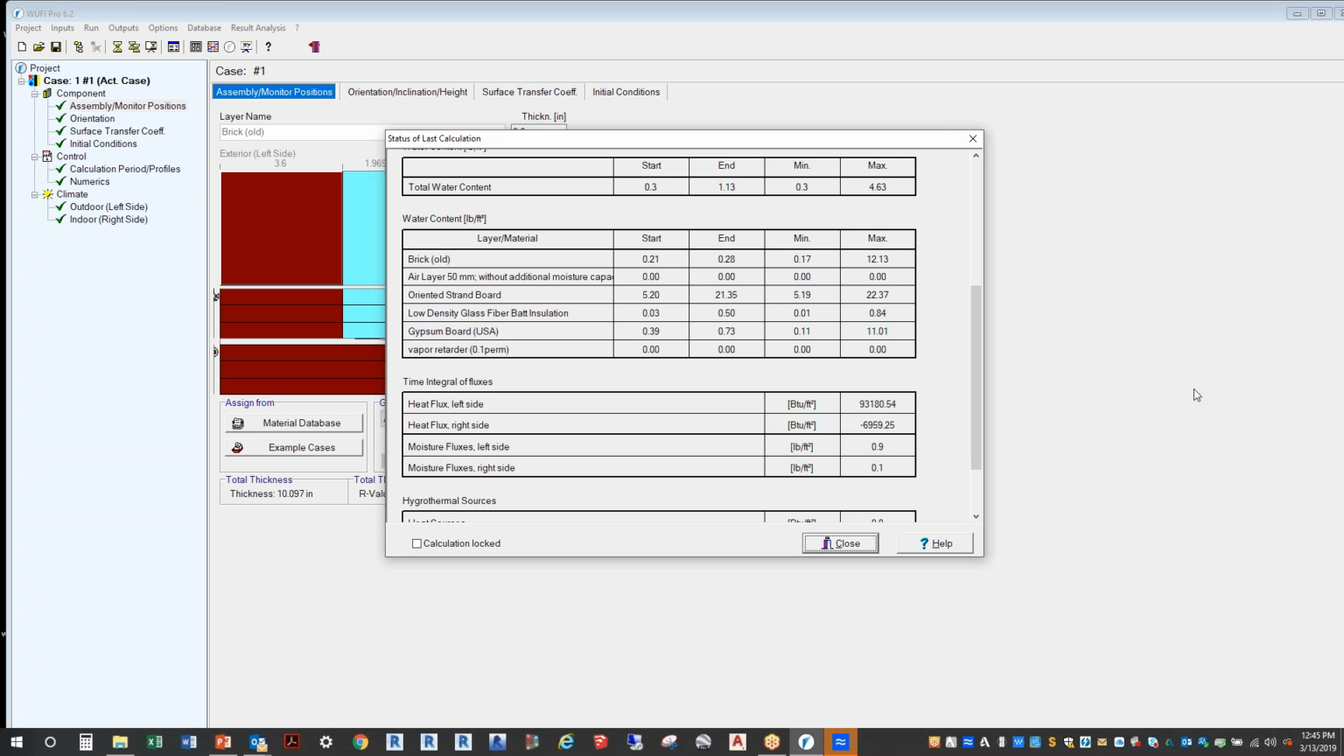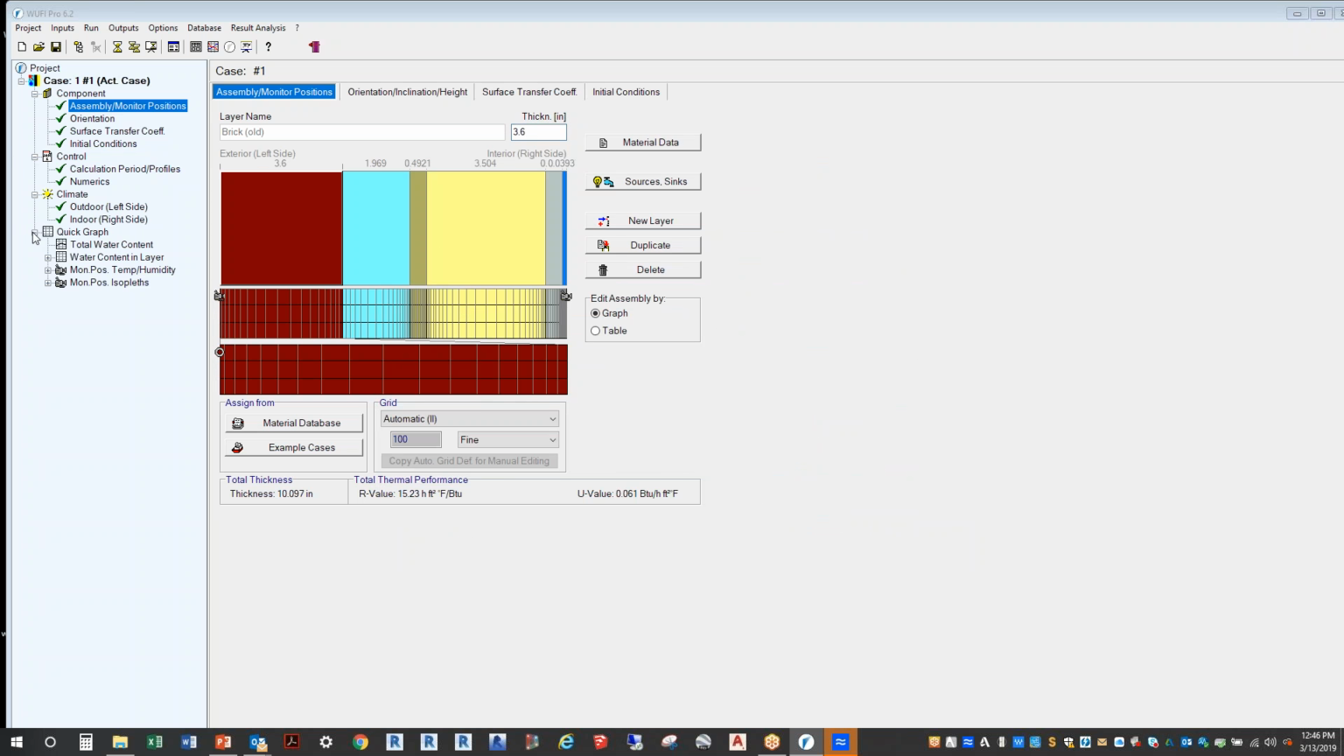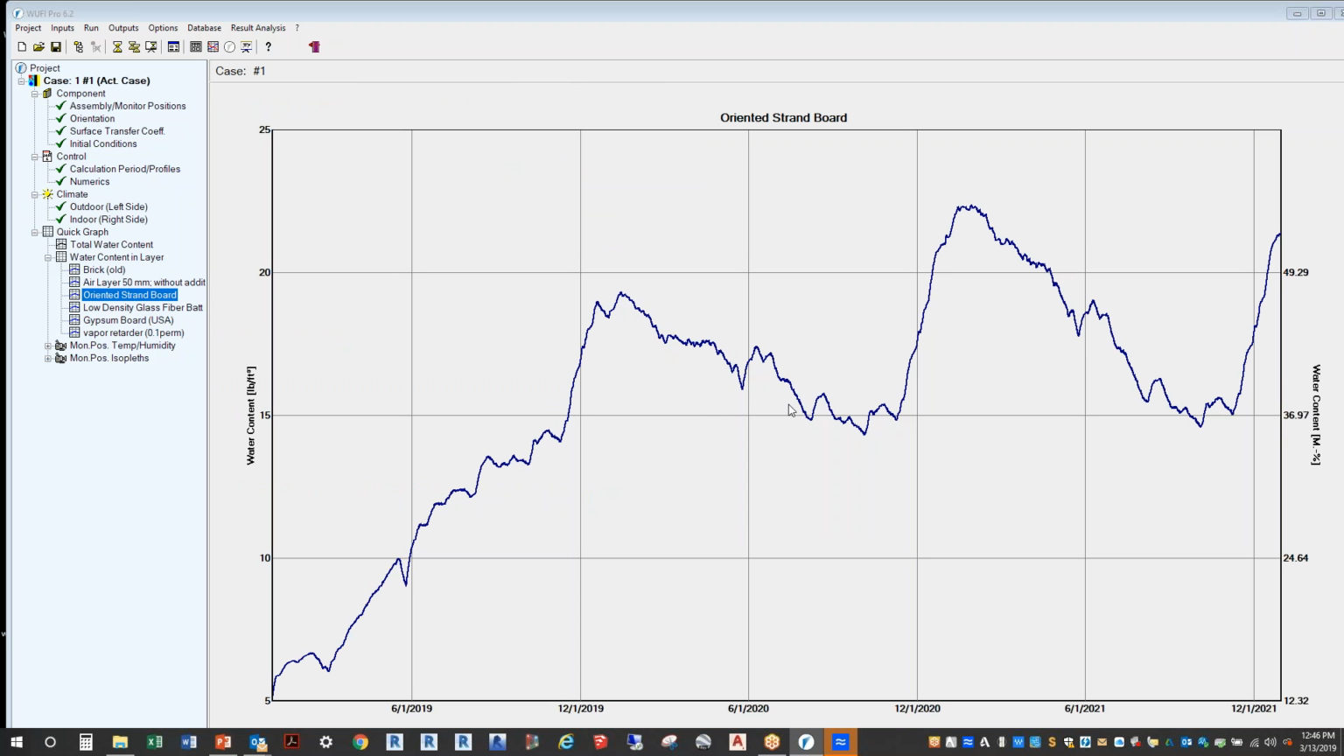Look at the OSB. It's 21% when it ended. Show that material graph. This should look like what you hope your portfolio looks like. Okay, so I'm going to close this, and I'm going to go to the quick graphs. I'm going to look at the content and layer, and look at the OSB.